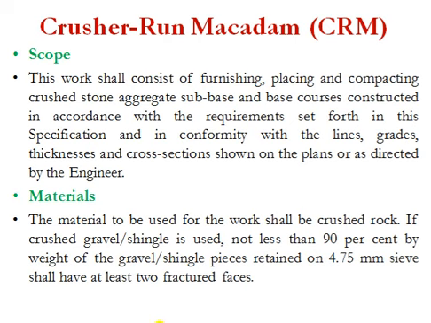So what are all the materials used in the construction of crusher run macadam pavement? The material to be used for the work shall be crushed rock. If crushed gravels or shingle is used, not less than 90% by weight of the gravel or shingle pieces retained on 4.75 mm sieve shall have at least two fractured faces. These are the aggregates or materials used in the construction work of crusher run macadam.